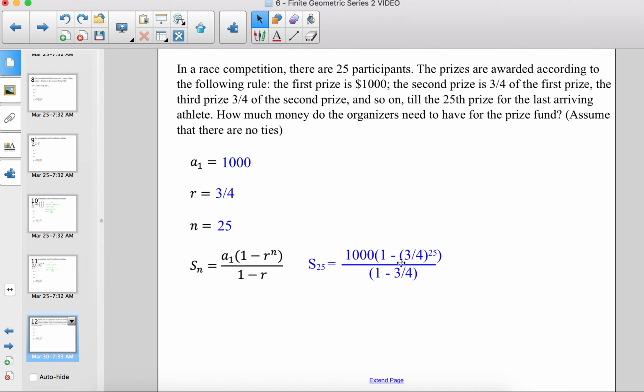Again, fraction, you could do 0.75 if that'd be easier. You wouldn't need parentheses then. And I get, whew, that's a lot of money. $3,996.99.